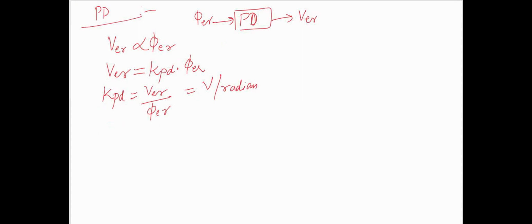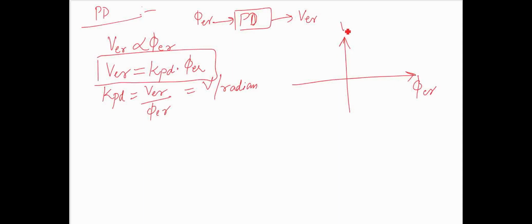Now let's try to draw this equation. This is your phi error, and this is V error. When the phi error is 0, then V error will be equal to 0, and it is linear. So it will go like this and like this. And what is the slope? Slope is KPD. So that is your PD, the phase detector.